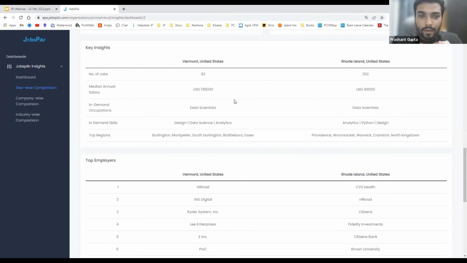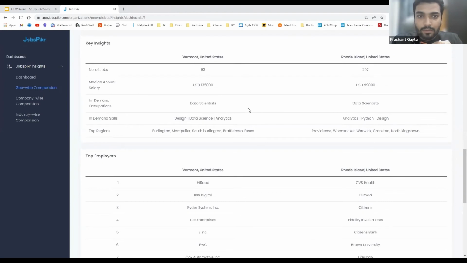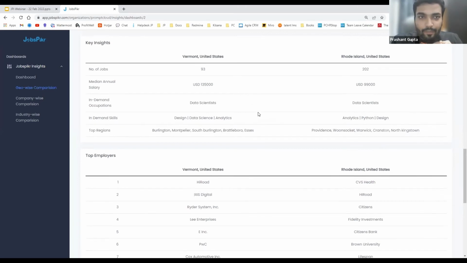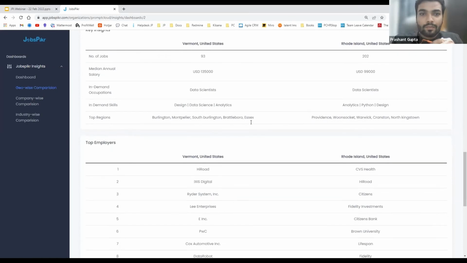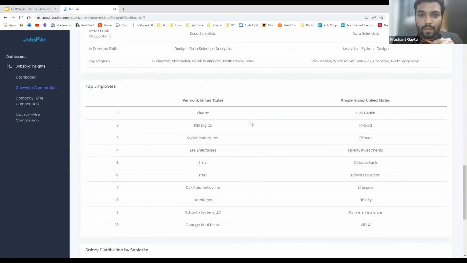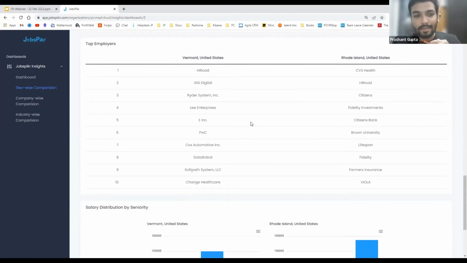And if we now look at the in-demand skills for these particular roles, they are both looking for analytics, and in Rhode Island, their top skill requirement is Python. And these are some of the top regions where these openings are from. Now moving forward, these would be the top employers which are hiring in these locations.